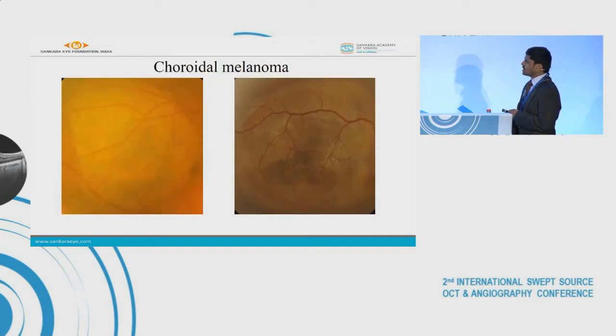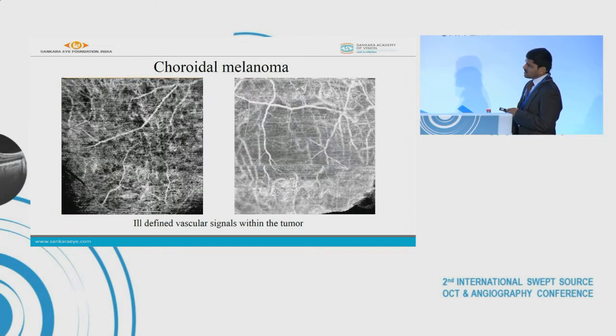Coming to the choroidal melanoma, the problem with imaging choroidal tumors is the presence of extensive projection artifacts from the superficial retinal vessels. But if we ignore these projection artifacts, we can still make out that there are a lot of tumor vessels which are fine and small caliber when compared to the choroidal hemangioma. So here also we can see it's predominantly small caliber vessels when compared to the choroidal hemangioma.